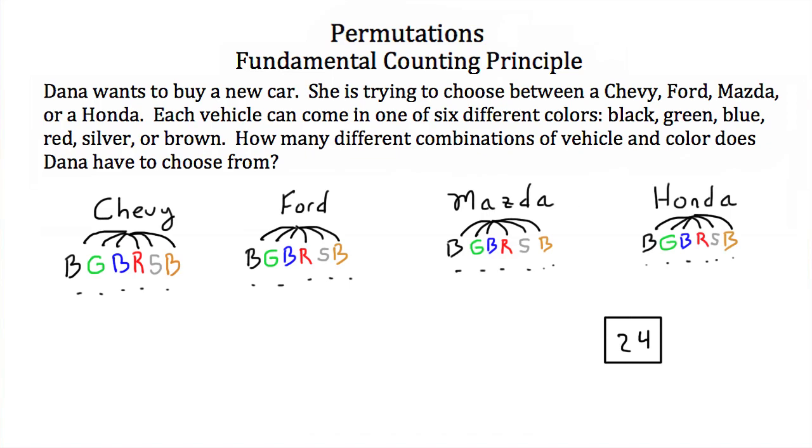Now, an easier way to do this might have been to take the different options she had for a car. She has 4 different options for a vehicle: Chevy, Ford, Mazda, or Honda. And then she has 6 different colors to choose from. And if we took the number of options for the type of vehicle and multiplied it by the number of options for color, we would have found out that she has 24 different options. The fact that we can multiply these 2 options or choices together, that is the fundamental counting principle.